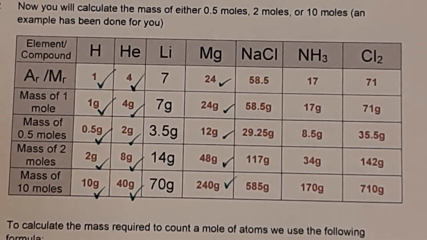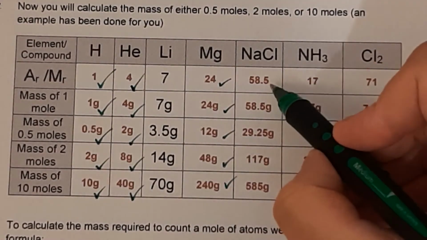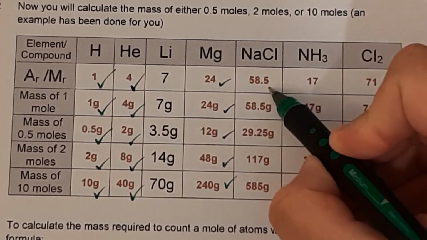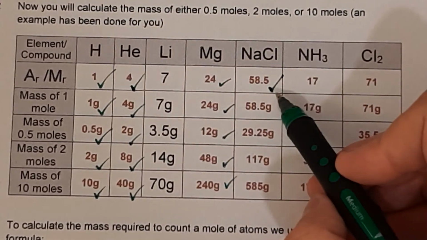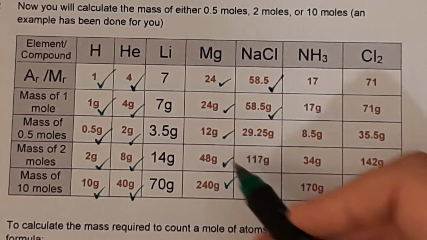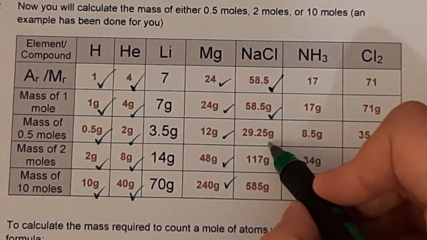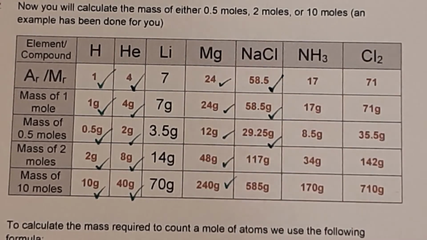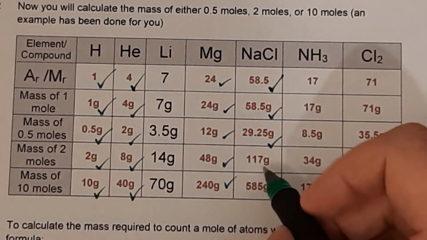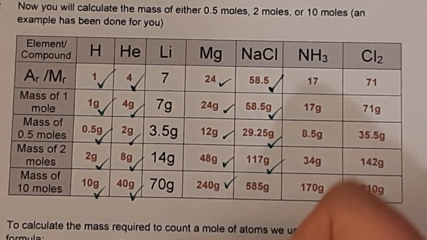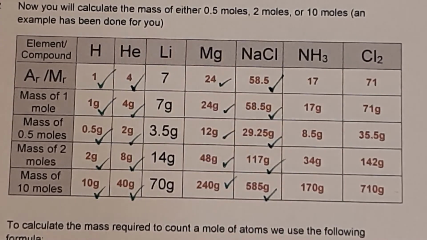Okay, sodium chloride had a relative molecular mass, because we had to add them together, of 58.5, giving us 58.5, and it gets tricky here. Half a mole is now 29.25 grams, or 29.3, I will accept it to 1 decimal place. 2 moles is going to be 117 grams, and 10 moles 585 grams.